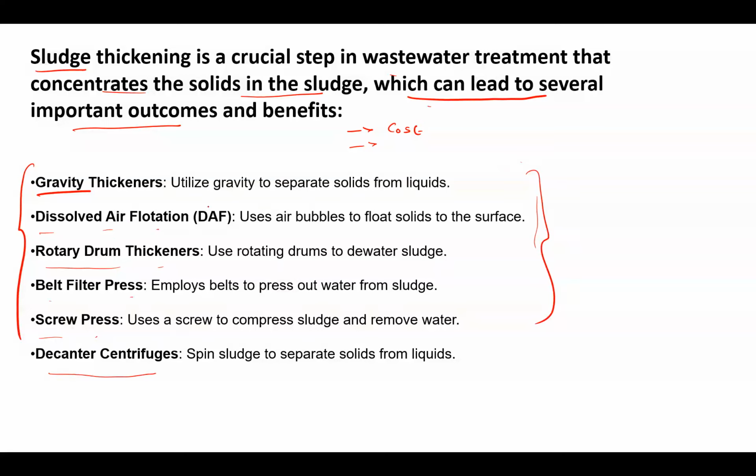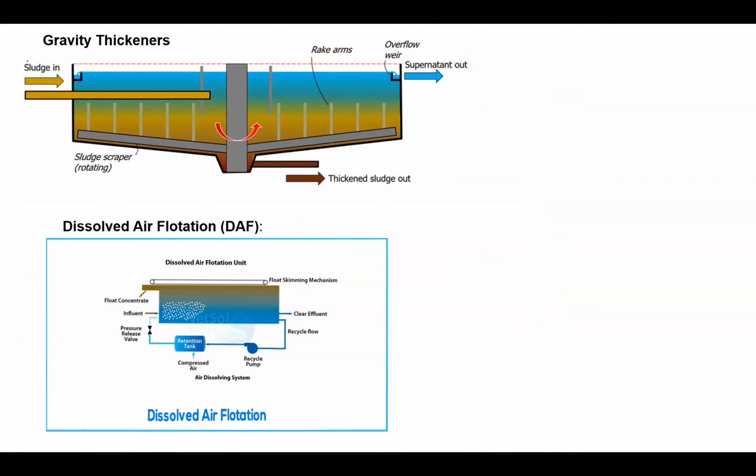Here, the gravity thickener utilizes gravity to separate solids from liquids. You can see this is the gravity thickener. This is the sludge in, and here is the outflow. The whole system is in the vertical direction, where we have a large cross-sectional area where gravity can act and separate the solid content from the sludge that we are going to process.